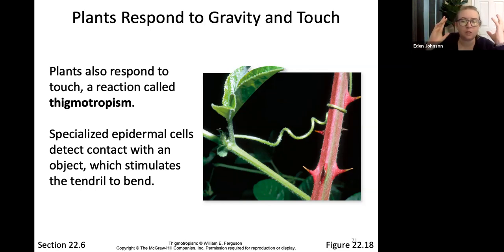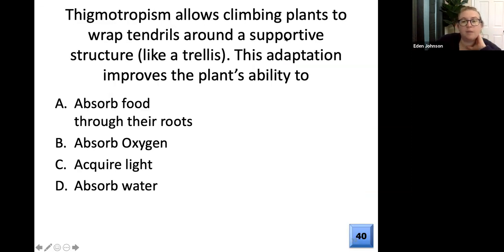Now, why would you want to do that? Why would you want to take the body of this plant and change its direction? For access to sunlight. Okay, for access to sunlight, because if you're able to compete with this plant right here, you're going to have a bigger plant, you're going to have a healthier plant. Okay, thigmotropism, I just gave you the answer to this question.